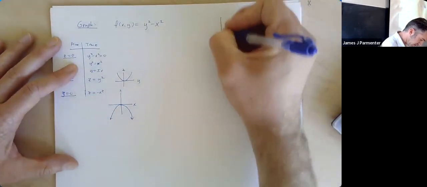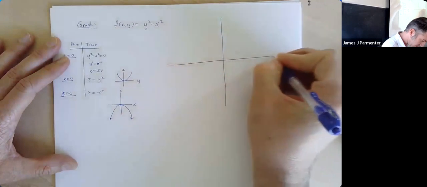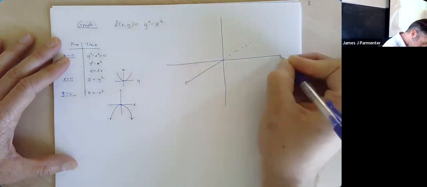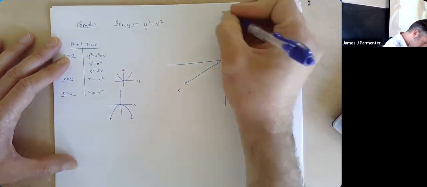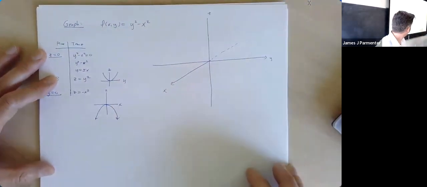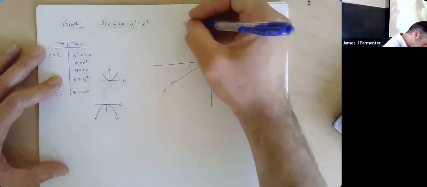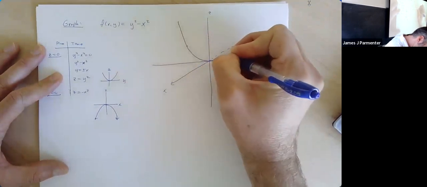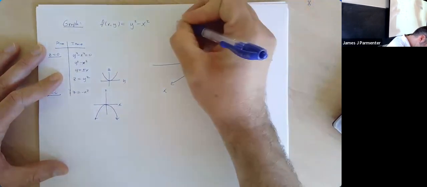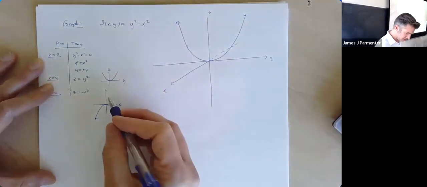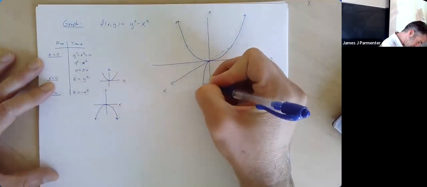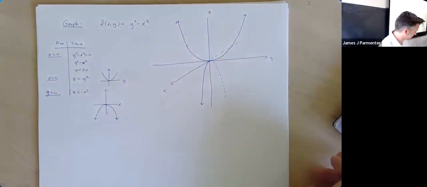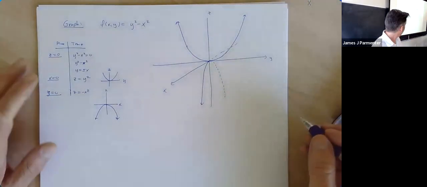So then we put all this together. Let's see. So I've got z equal to y squared, so this graph here, and then z equal to negative x squared. It's kind of coming down like that. Now, how do we connect this all together? Well, I think we've been doing this.